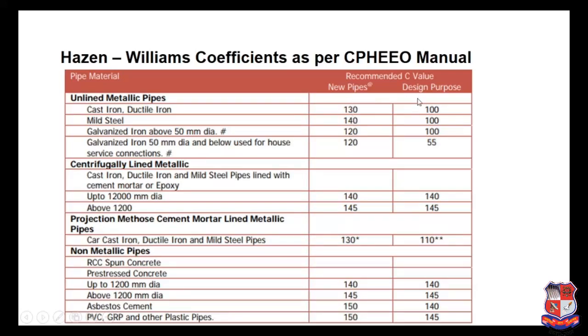So here you can see that for design purpose, the C value is lower than the new pipe, right? Because of this, the frictional losses obtained for the design purpose will be more, right? Because the C value is lesser compared to new pipe. So as the C value is higher, the losses will be less.